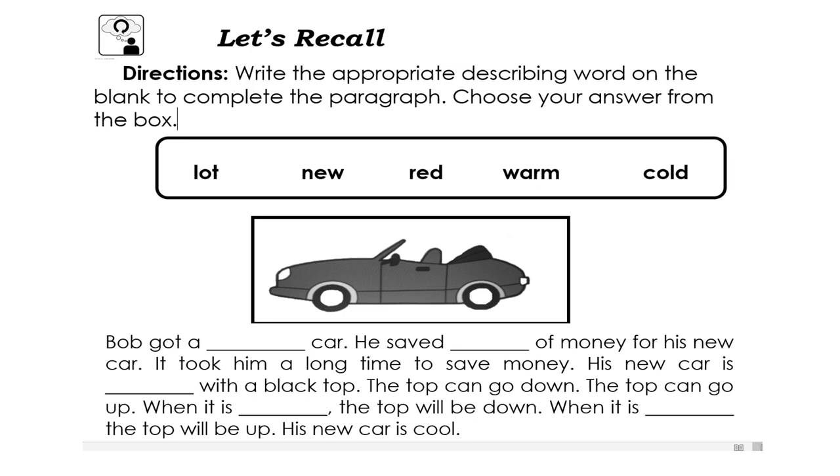Let's recall. What you are going to do here, kids, you're going to complete the paragraph. Let's answer this. Bob got a new car. He saved a lot of money for his new car. It took him a long time to save money. His new car is red with a black top. The top can go down. The top can go up. When it is warm, the top will be down. When it is cold, the top will be up. All right, his new car is cool.